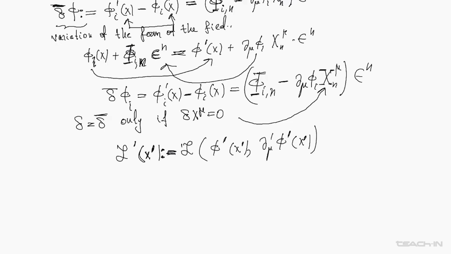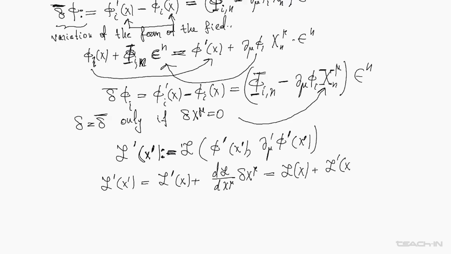Then we have the Lagrangian density primed equal to the old Lagrangian density on the variable x plus the derivative of the Lagrangian with respect to x^μ multiplied by δx^μ. But what is this? I can write it as the Lagrangian density plus L' minus L. So I added the Lagrangian density and I subtracted. This gives me the variation of the form of the Lagrangian plus this total derivative, this one, ∂L/∂x^μ δx^μ.